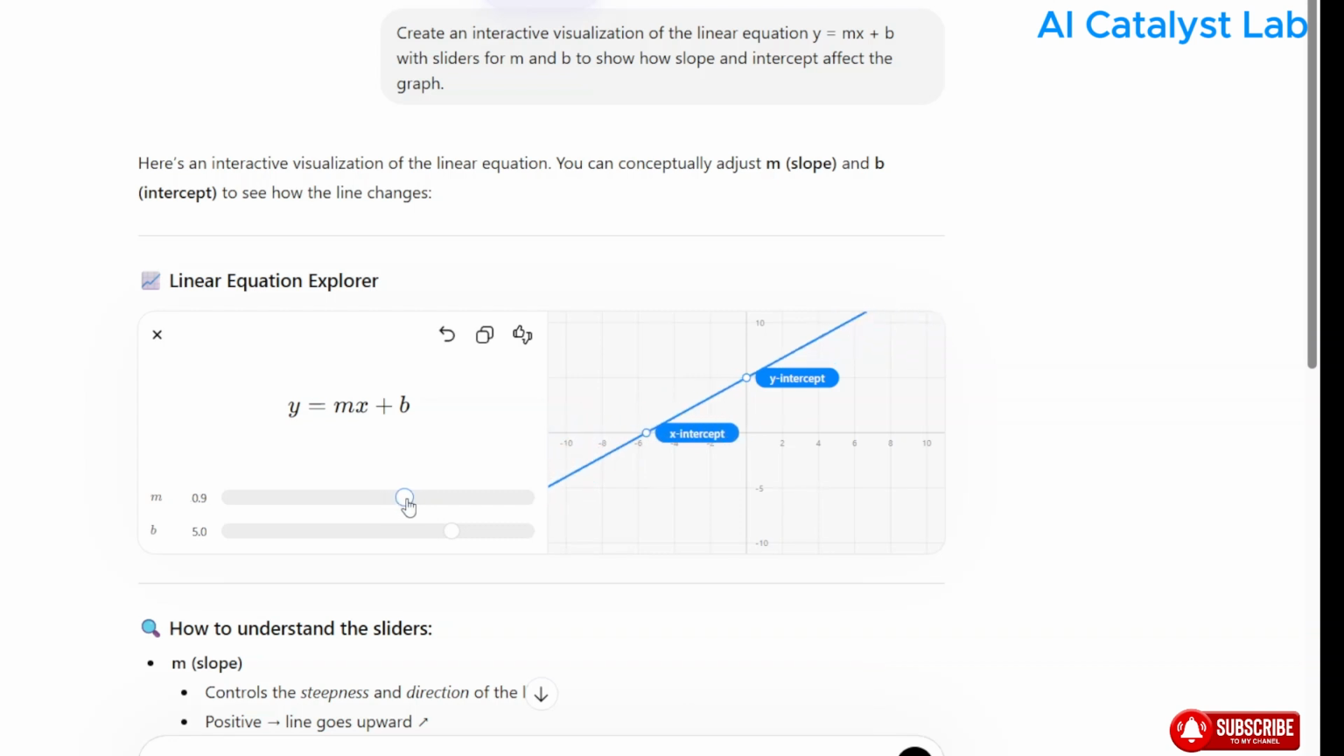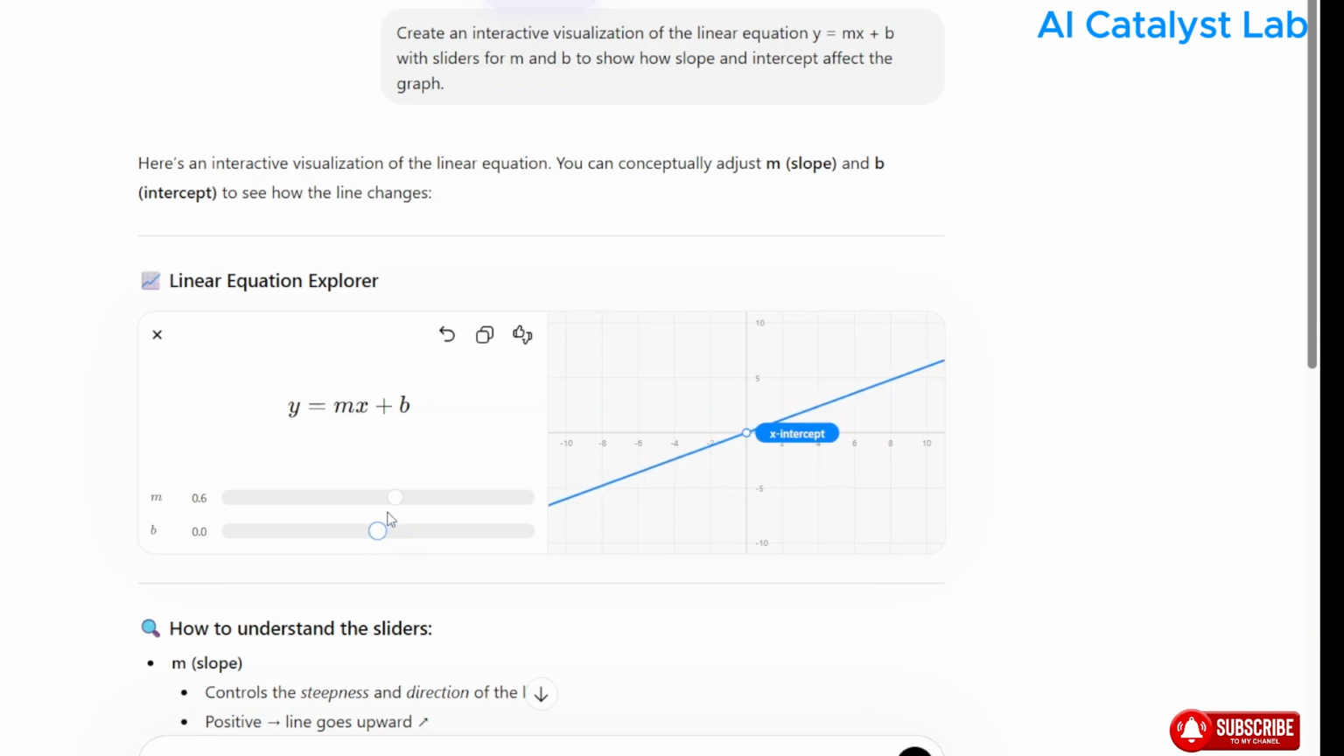So for example, you can change the values of m like this, and you will see different visuals of that linear equation. Before this, if you asked about the linear equation, you might just get a summary in text, but now you can see the visual of that equation. It will be easy for everyone to understand. So this is the way.